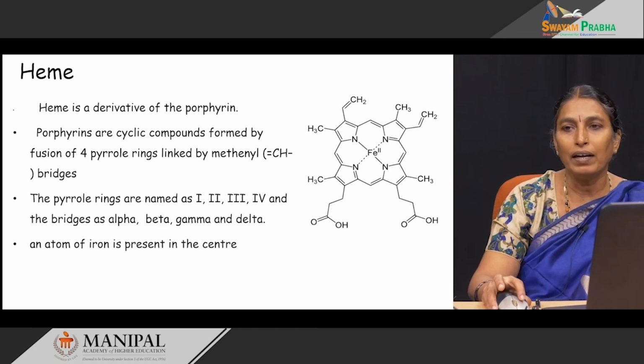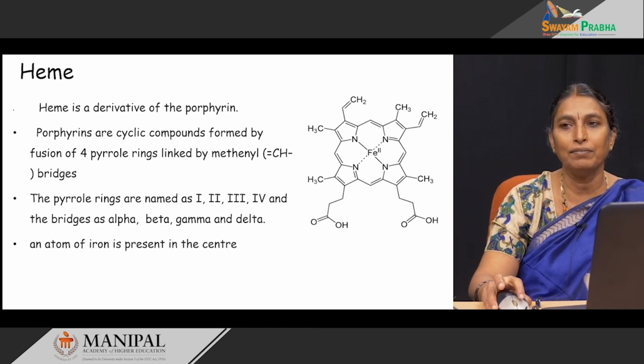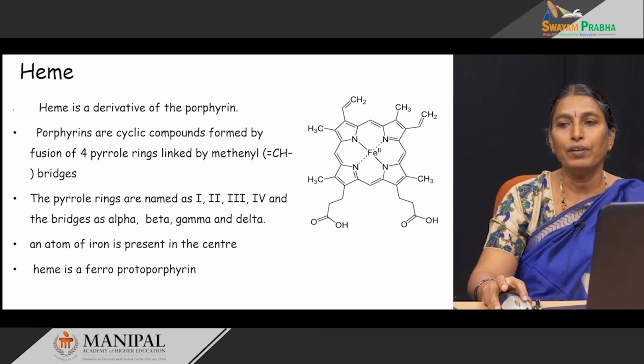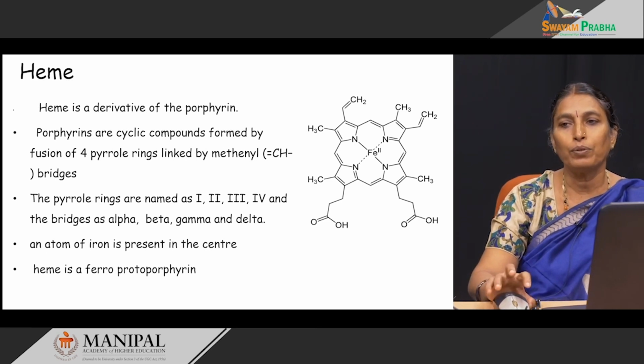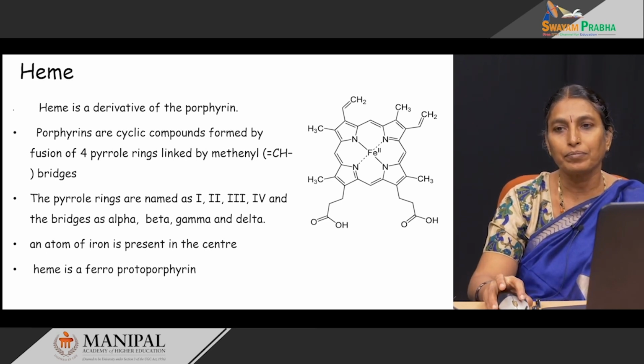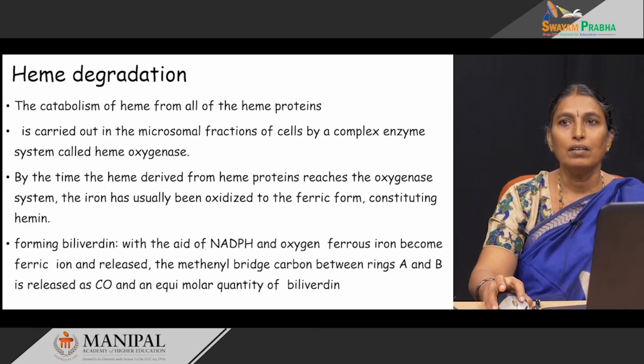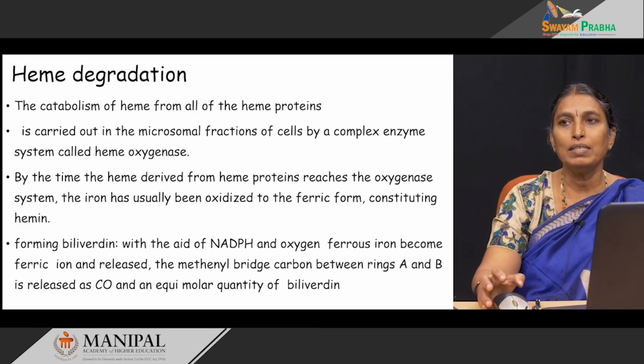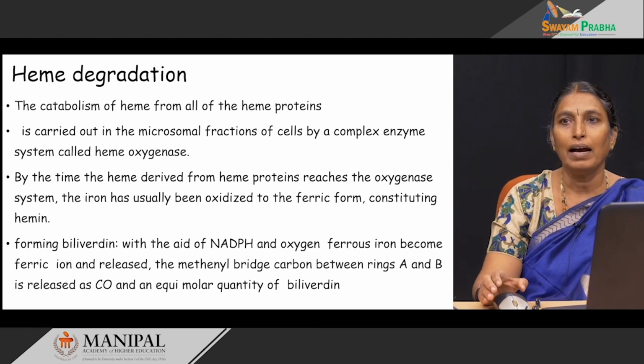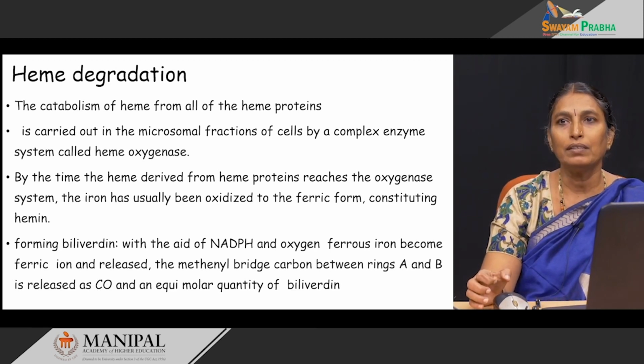An atom of iron is present in the center as Fe2+. So, this together is called ferroprotoporphyrin. So, heme is a ferroprotoporphyrin. Once heme is released from the hemoglobin as well as heme proteins, the degradation of heme takes place.